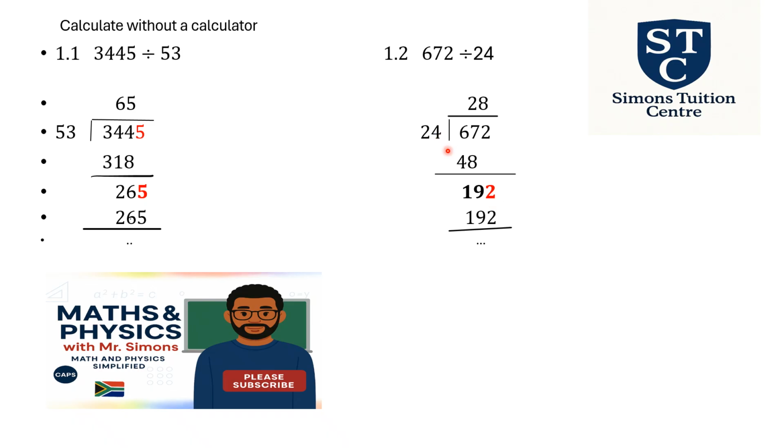So 24 divides in 192. 8 times 20, 160. 8 times 4, 32. 160 plus 32 gives me 192. So 192 minus 192 is 0. So therefore 672 divided by 24 would equal 28. So this is just refreshing things you should already know, but I know sometimes due to lack of practice we forget it.